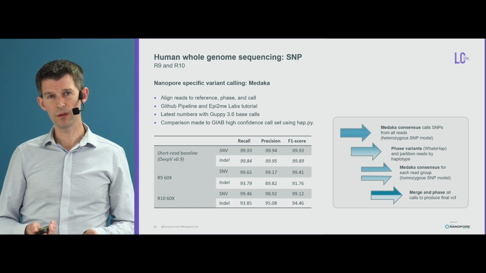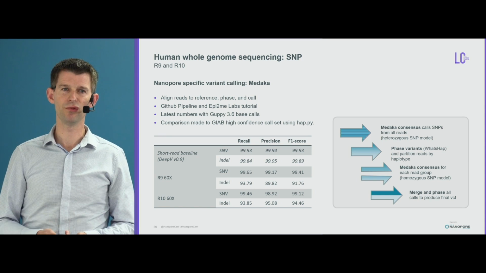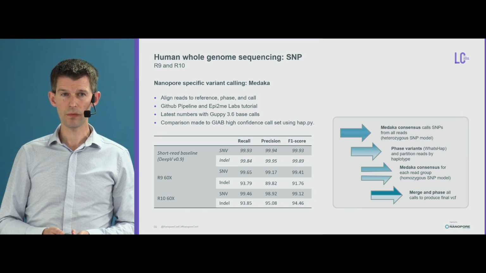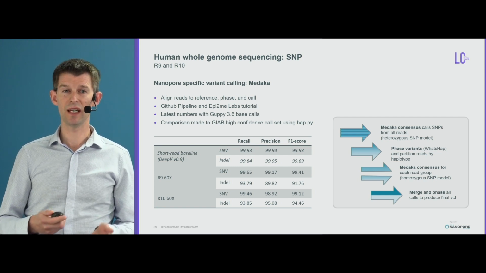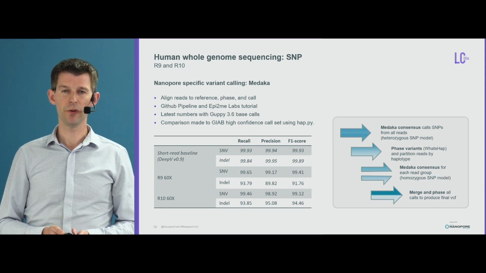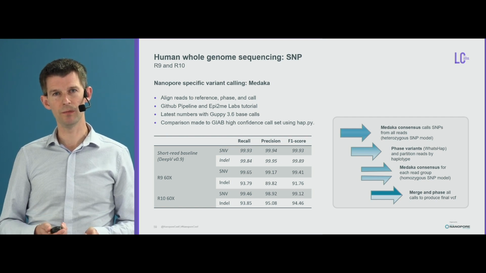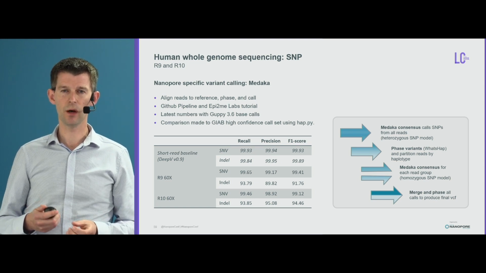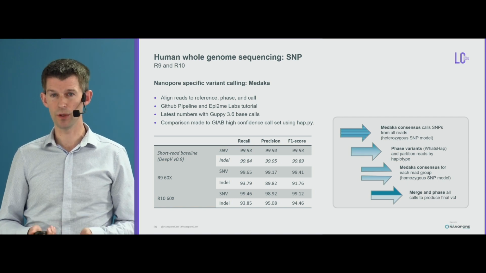When you're doing variant calling, as with consensus, it's important to use the right tool for the job. And again, we use our Medaka tool for this. We've got a pipeline on GitHub, and there's an Epi2me Labs tutorial, so you can see how all that works. The way Medaka works is first, because you've got long reads, you can phase those SNPs, so you can work out which copy of the chromosome an individual read comes from. And then you can turn a complex heterozygous SNP calling problem into a much simpler homozygous SNP calling problem.